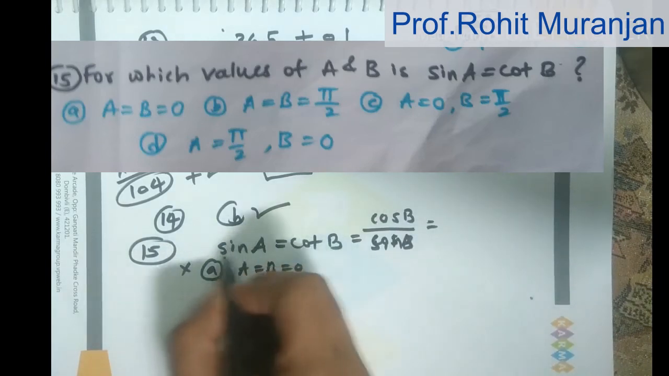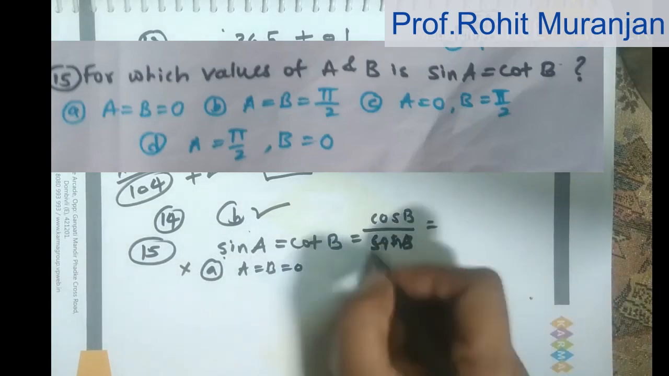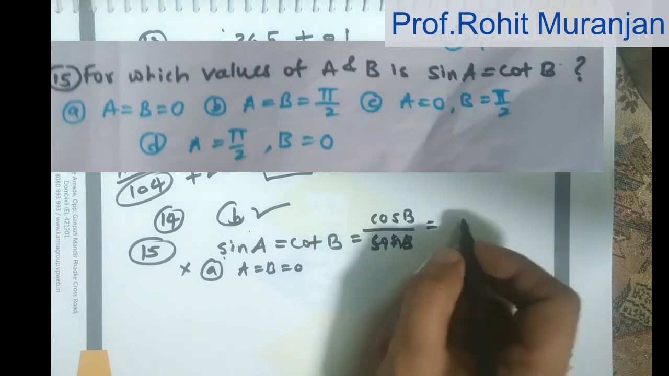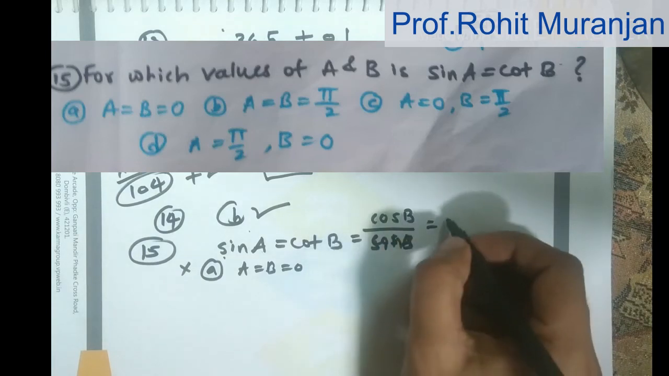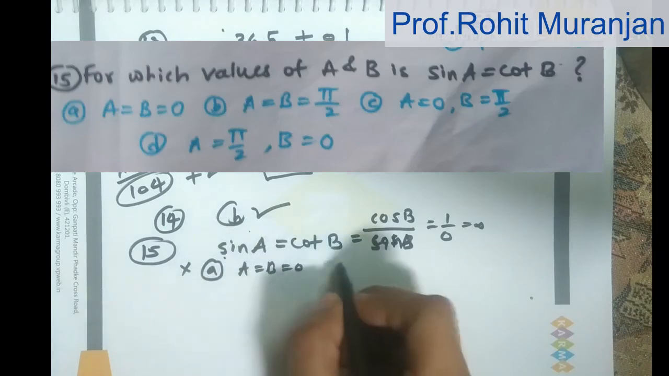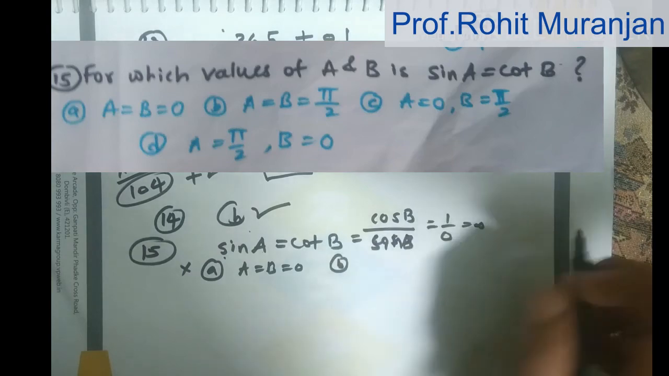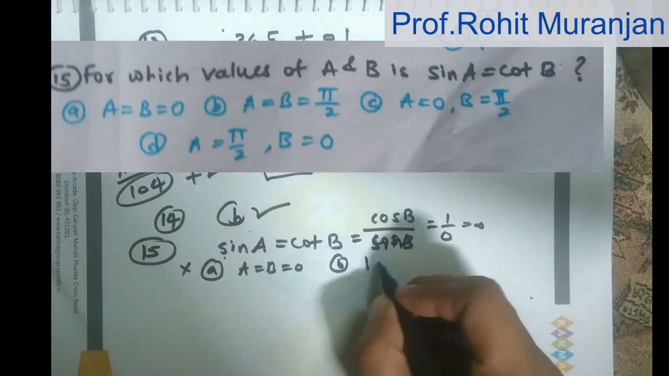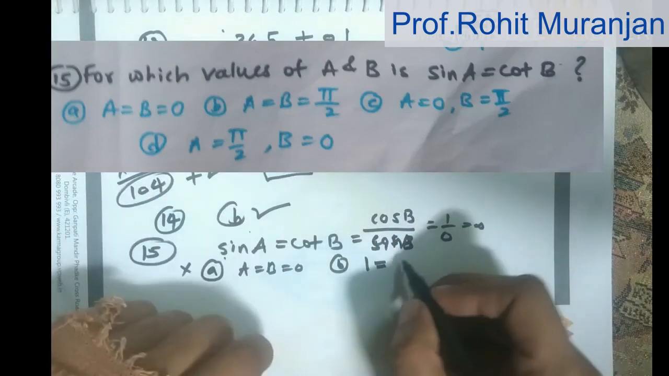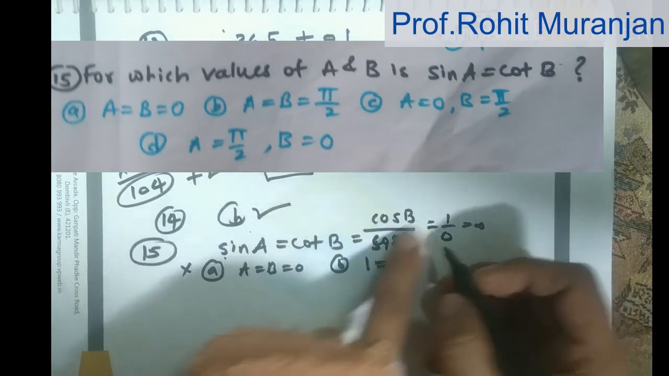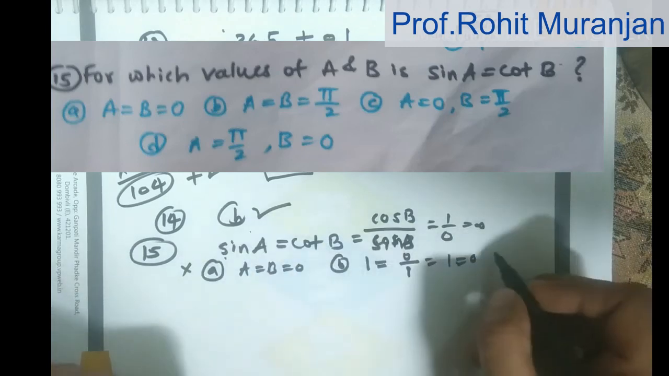We are getting a finite value 0 on the left, but on the right-hand side I get infinity, because as soon as we have 0 in the denominator, I get infinity. Cos 0 is 1, so 1 by 0 is infinity. If I consider the second option, A equals pi by 2 and B also equals pi by 2, I get 1 on the left-hand side, because sin pi by 2 is 1. Cos pi by 2 is 0 upon sin pi by 2 which is 1, so 1 equals 0. This option is also discarded.